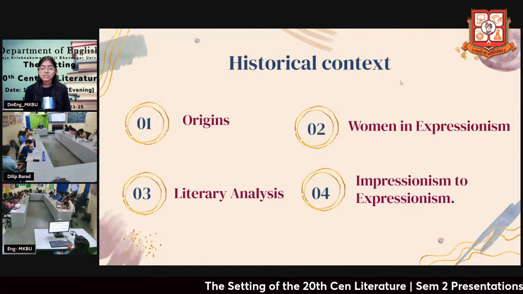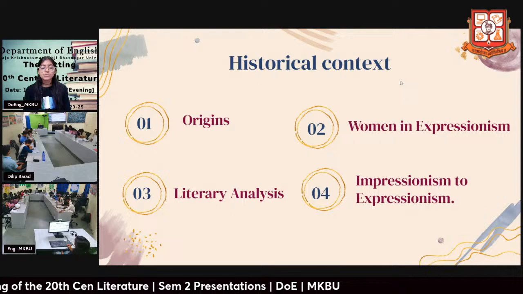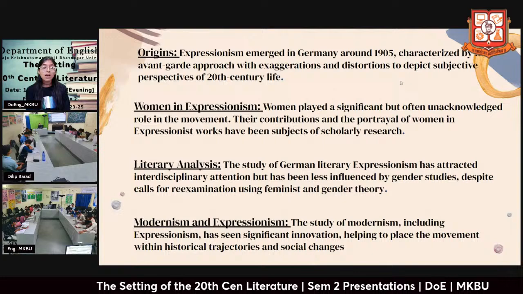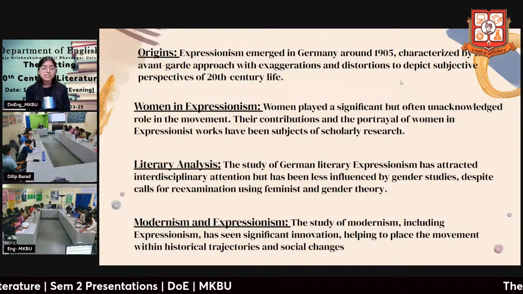Historical context: origins, movement in expressionism, literary analysis, and impressionism to expressionism. First, origins. Expressionism emerged in Germany around 1905, characterized by its avant-garde approach with exaggeration and distortion to depict the subjective perspective of 20th century life.